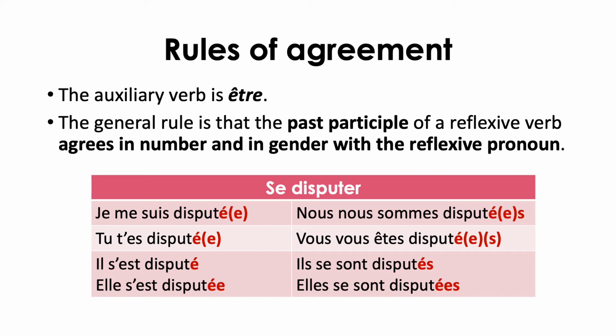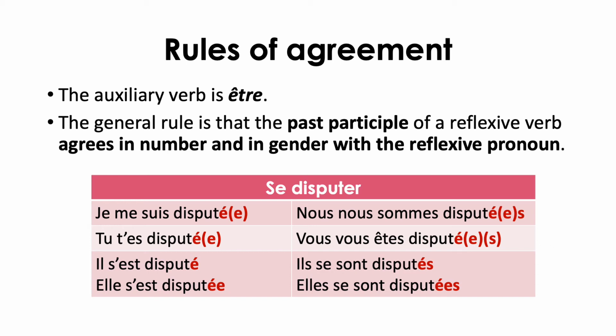So this is what it would look like. Je me suis disputé. We will add an extra E for a feminine subject. Tu t'es disputé. The same thing. Add an E for a feminine subject. Il s'est disputé will not have an extra E on the end. Mais elle s'est disputée will. Nous nous sommes disputés will always have an extra S on the end because it's always going to be plural, because there's more than one person, we.